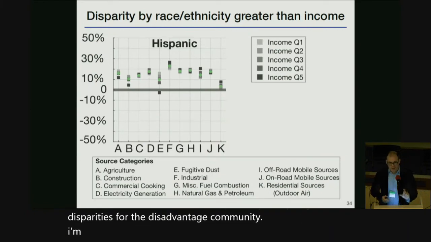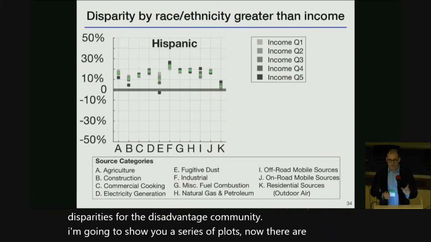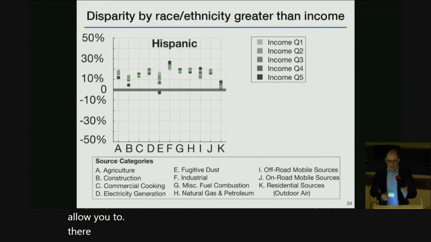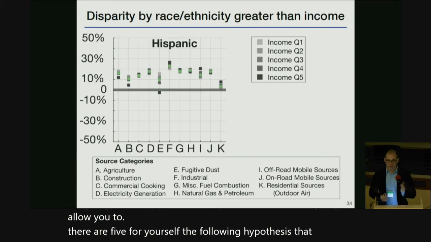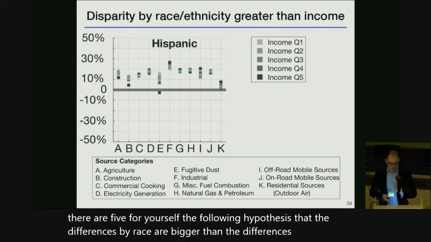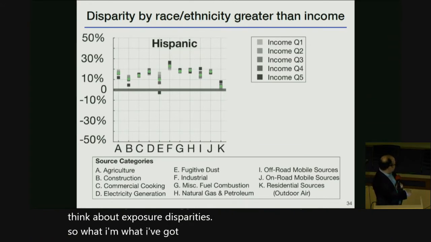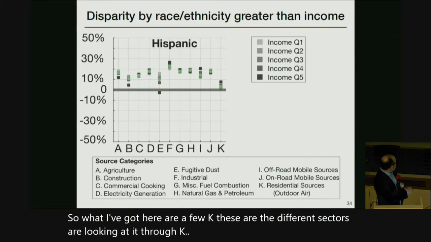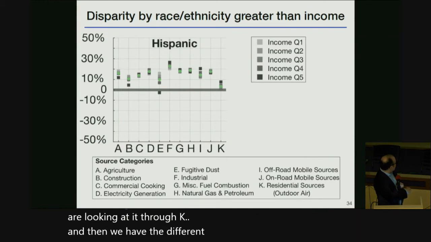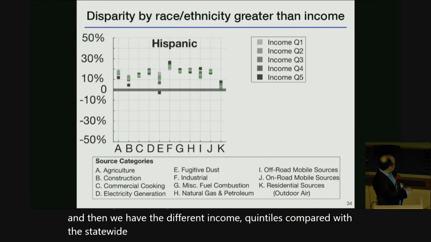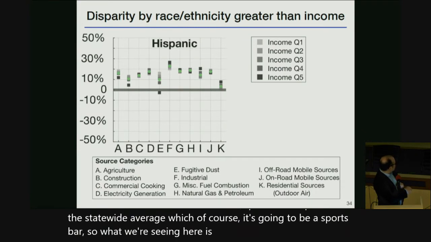I'm going to show you a series of plots now that are going to allow you to verify for yourself the following hypothesis, that the differences by race are bigger than the differences by income when we think about exposure disparities. So what I've got here are A through K. These are the different emission sectors that we're looking at, A through K. And then we have the different income quintiles compared to the statewide average, which of course is going to be this horizontal bar.